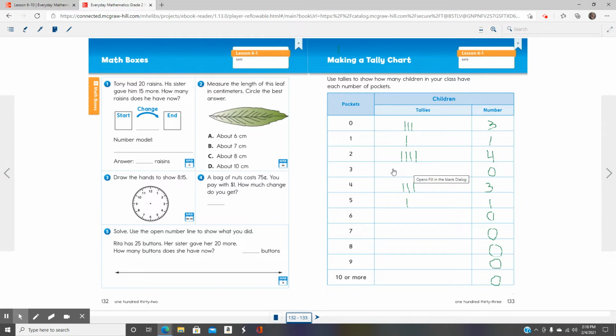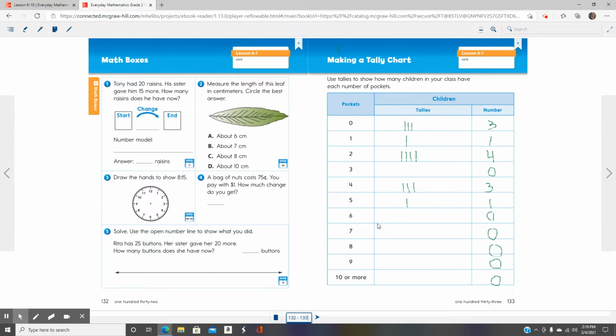All right. How many students were wearing 3 pockets? None of them were. So we put no tally marks and we put a 0 for the number. So for 4 pockets, there were 3 students wearing 4 pockets. So we put 3 tally marks and a 3. And then 5 pockets, there was 1 student wearing 5 pockets. So we put 1 tally mark and the number 1.